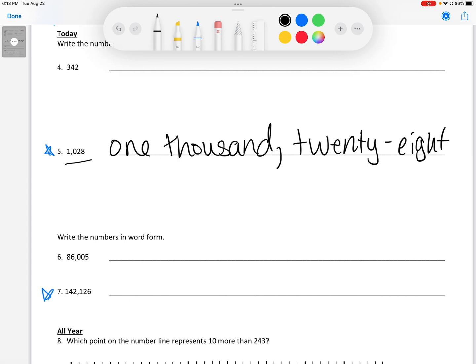I didn't add anything. I didn't take anything away. I didn't move the order of the words at all. I just wrote down exactly what I said as I read it. No matter how big the number is, if you just write down what you say, you're going to be in a good place. 1028. Now, to represent this with base 10 blocks, you have to start with the thousands place.